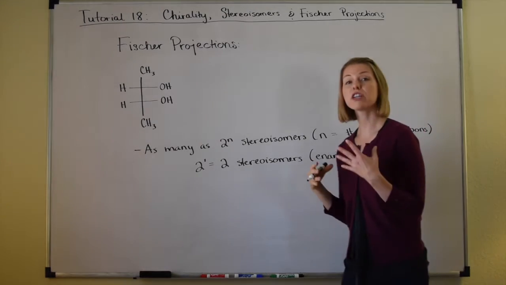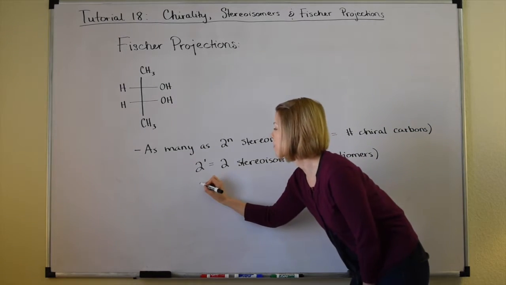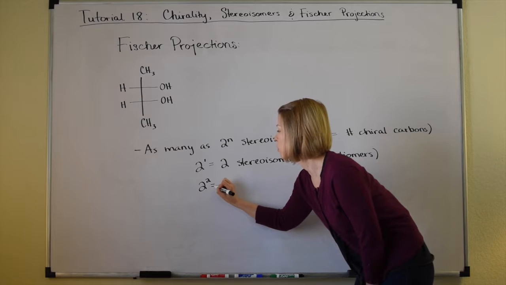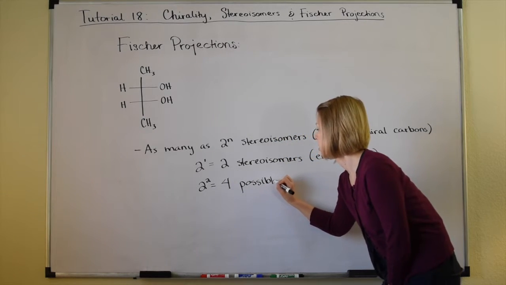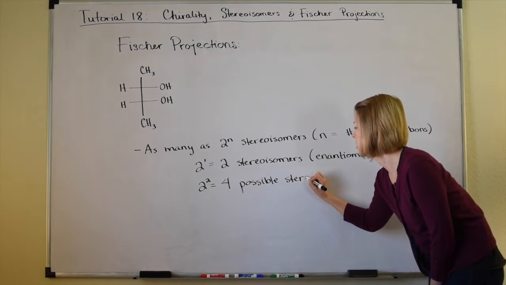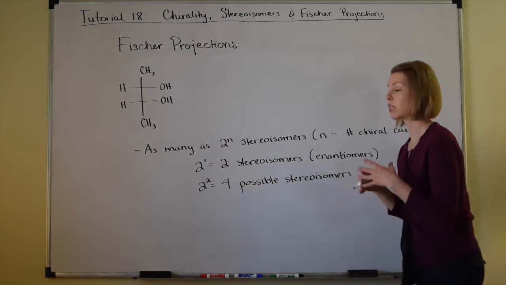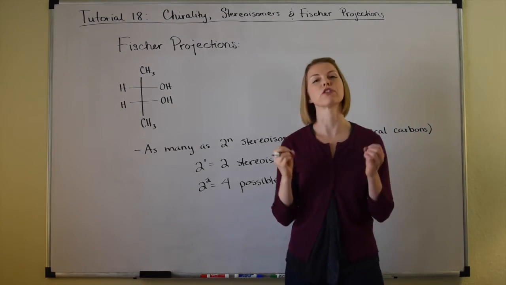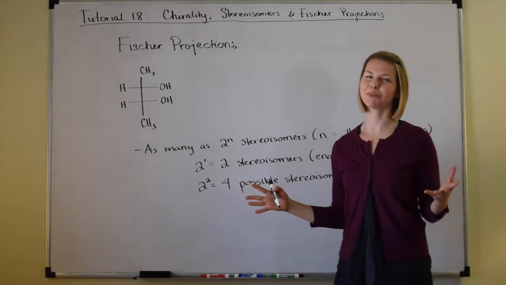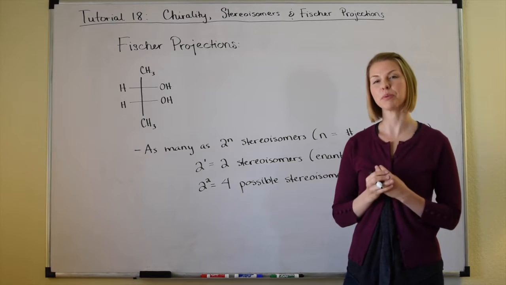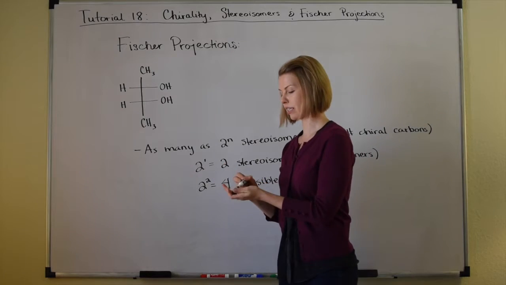Okay. So when there's 2 chiral centers, like in our example here, you can have as many as 2 to the 2 for a total of 4 possible stereoisomers. Now clearly the term enantiomer refers to a pair, so all 4 cannot be enantiomers of one another. Some of them are going to be related as diastereomers. So let's go ahead and take a look at this example here.